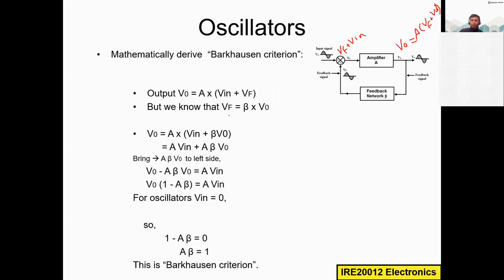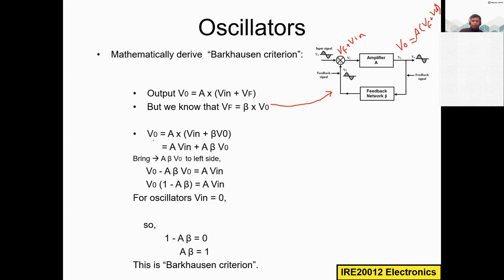But we already know VF is equal to beta times V naught, right? So V naught we are applying here. So beta, so this is VF. This is the equation number 2 from the previous slide.